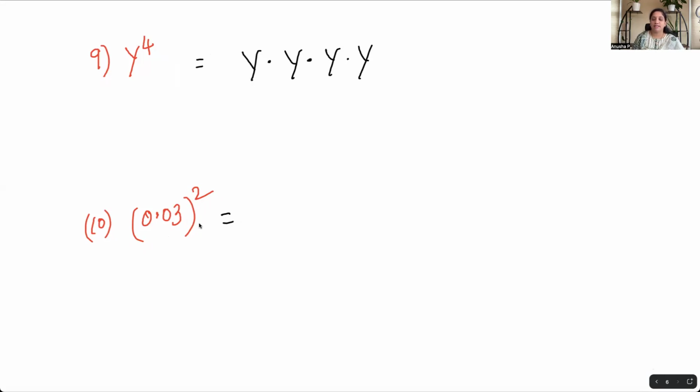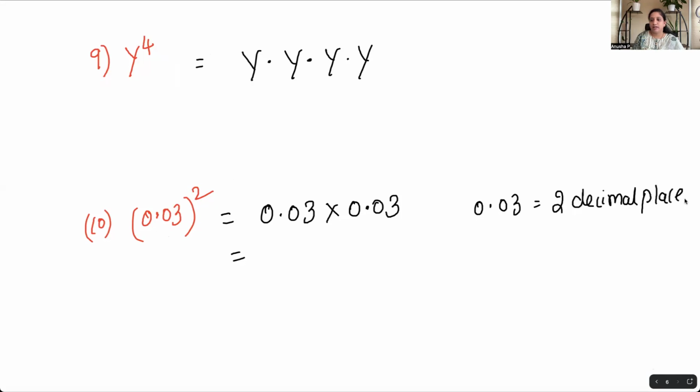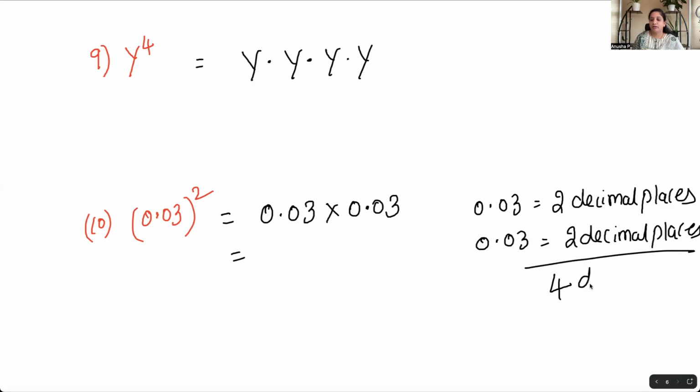Again, 0.03 to the power of 2. So here we have to do 0.03 times 0.03. Okay? In 0.03, we have two decimal places. In another 0.03, we have two decimal places. Okay. So in total we have four decimal places. So when you have four decimal places, first you do the regular multiplication. 3 times 3 is 9.